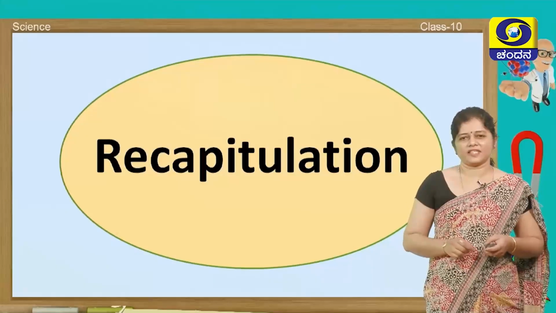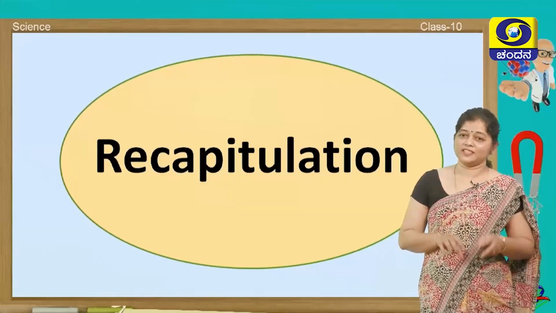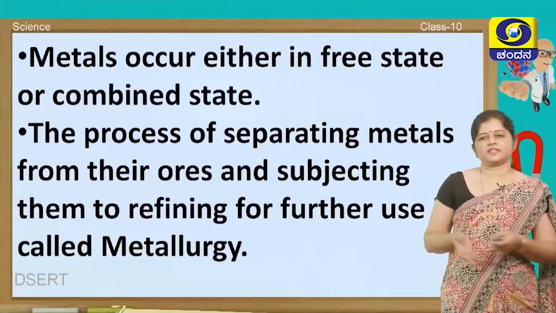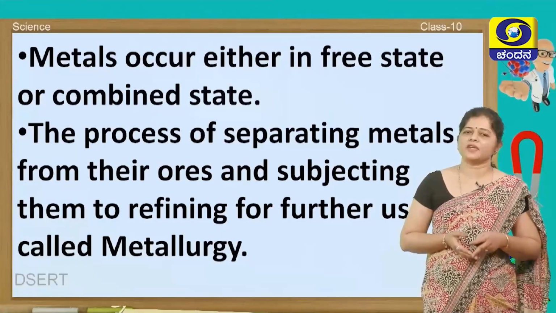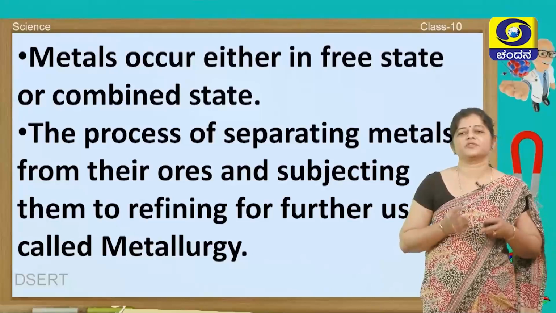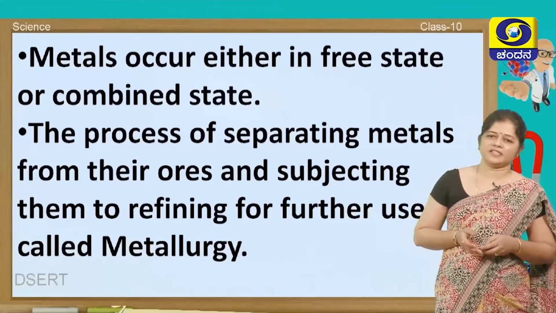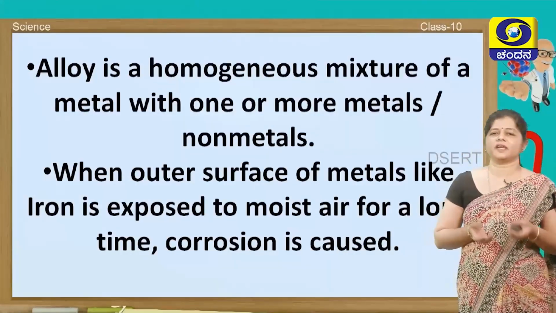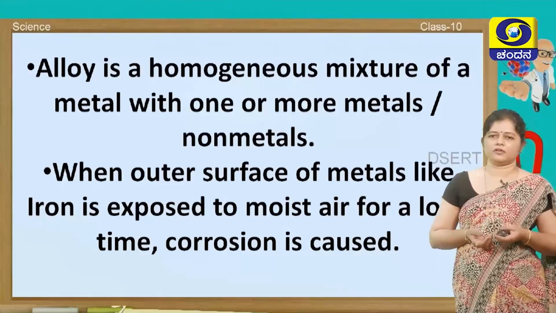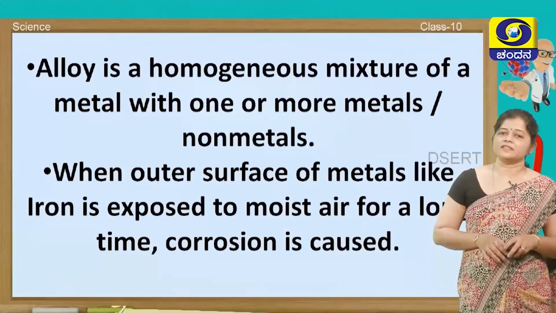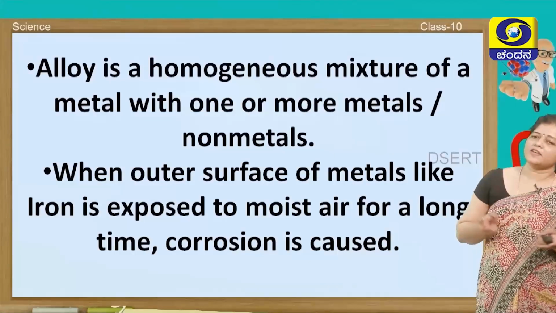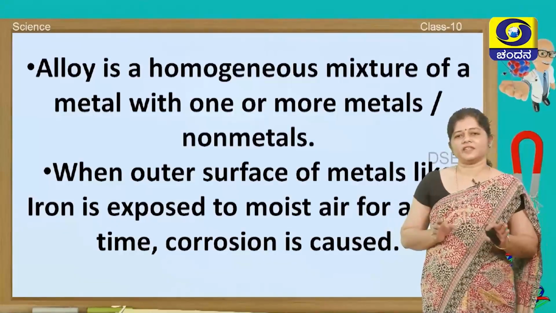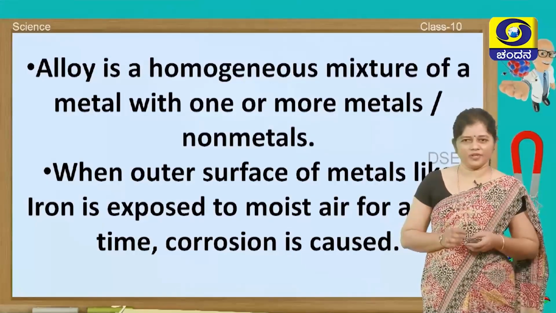Okay, now let's have a small recapitulation of what we learnt in today's class. All metals occur either in the free state or the combined state. The process of separating metals from their ores and then subjecting them to refining is called metallurgy. An alloy is a homogeneous mixture of a metal with one or more metals or non-metals. When the outer surface of metals like iron is exposed to moist air for a long time, corrosion is caused. And we also learnt certain ways and means by which we can stop corrosion.